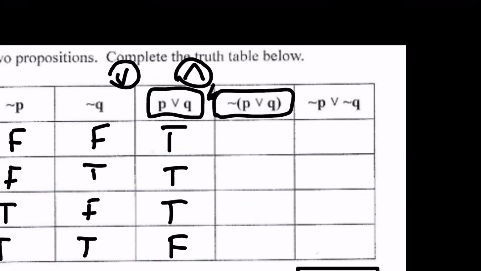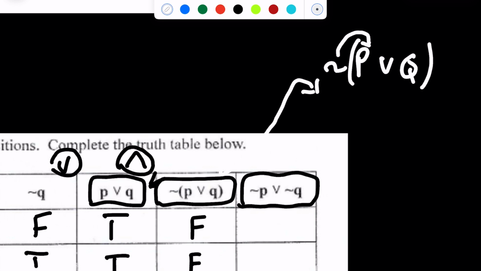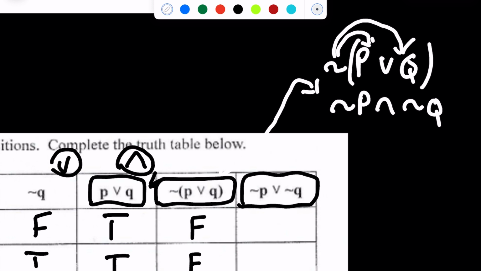Okay, so it's going to be false, false, false, true. And now in this last column, we're going to have negation of P or negation of Q. Now, if you remember from De Morgan's law, what I was saying earlier, if you have negation of P or Q, if you expand it and distribute the negation sign, you have negation of P and negation of Q. So that would be what De Morgan's law is.